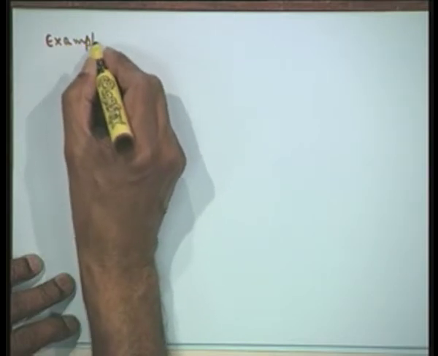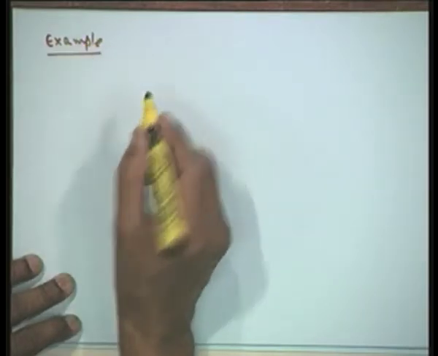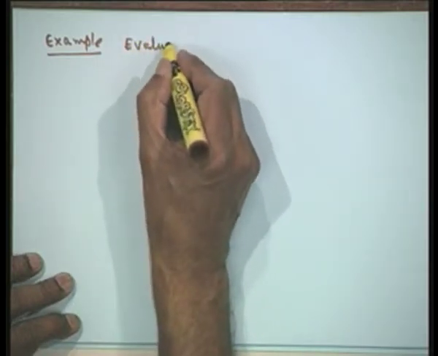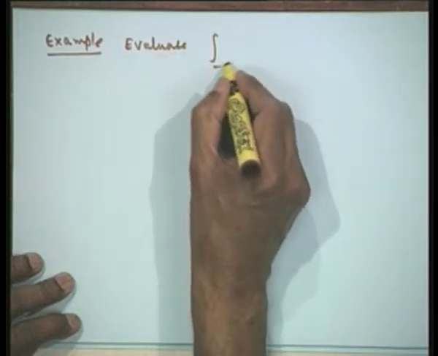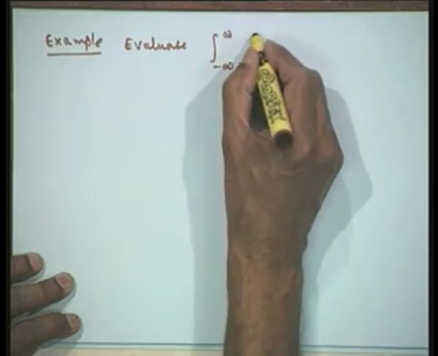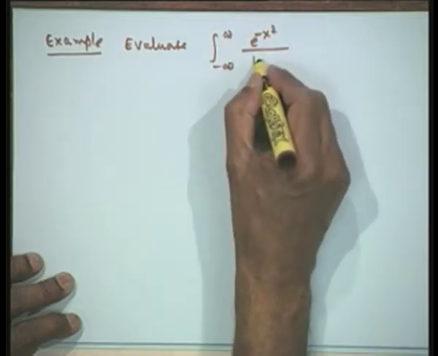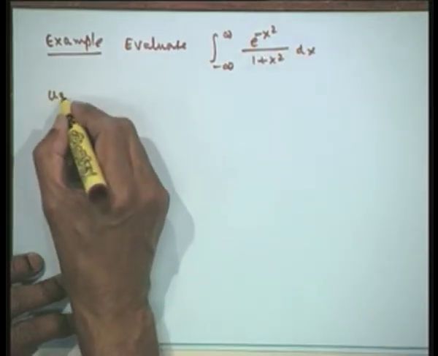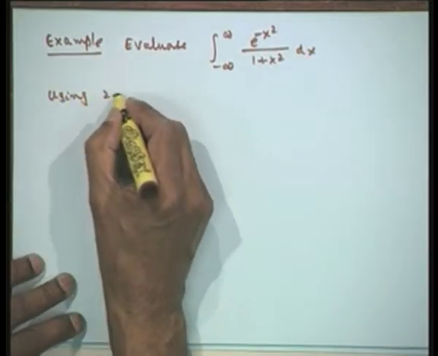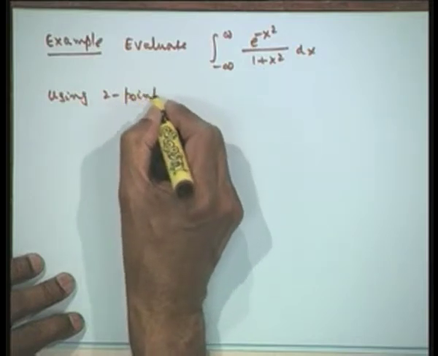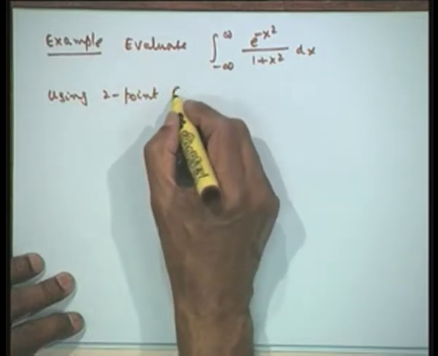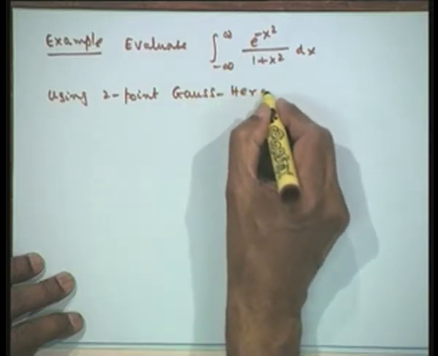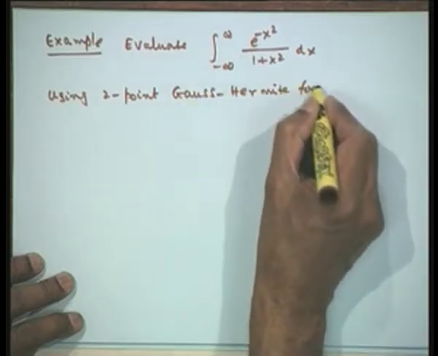Now, in this case again, if the weight function is not available, we shall provide the weight function for it. So, let us evaluate the integral from minus infinity to infinity of exponential of minus x squared upon 1 plus x squared dx using the 2-point Gauss-Hermite formula.